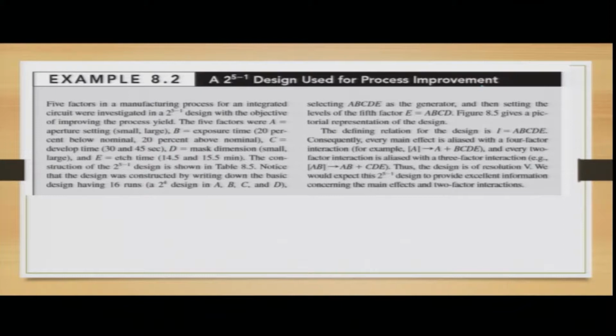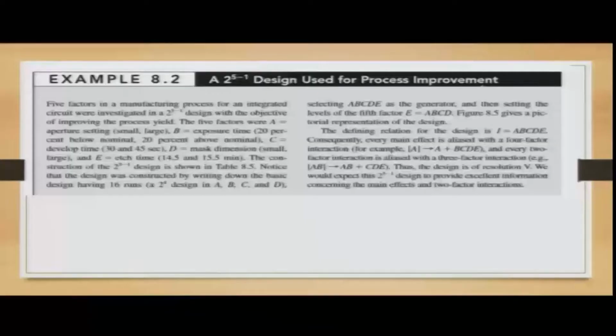5 factors in a manufacturing process for integrated circuits were investigated, and we want to find out the fractional factorial experiment based on 2 to the power 5 minus 1, where the suffix depends on the level of significance, denoted by 3, 4, or 5 in Roman numerals, such that it will give you the level of significance for the experiment.